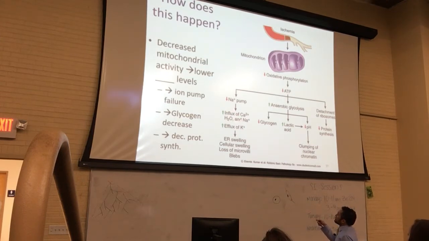Now you have this massive influx of calcium, water, and sodium. You have a massive efflux of potassium. You get swelling. If sodium rushes into the cell, then water is going to follow, and that's where the swelling happens, right? So we're talking about cellular swelling.